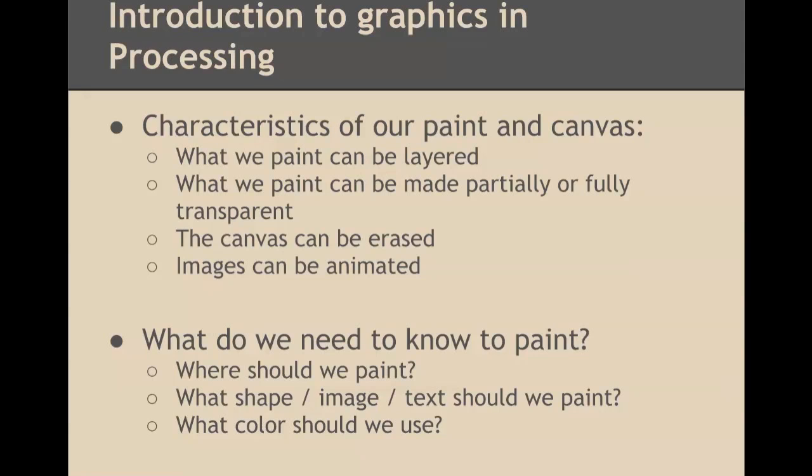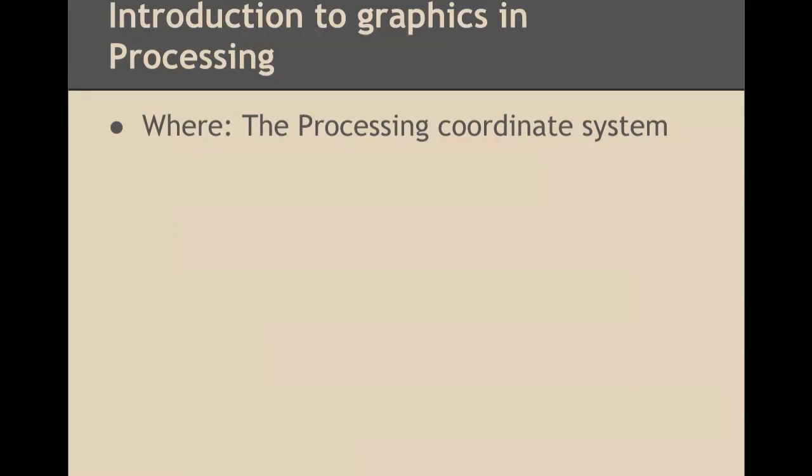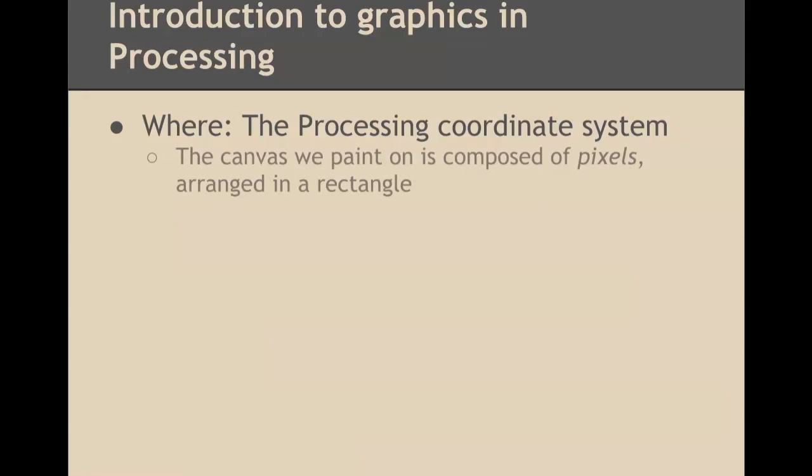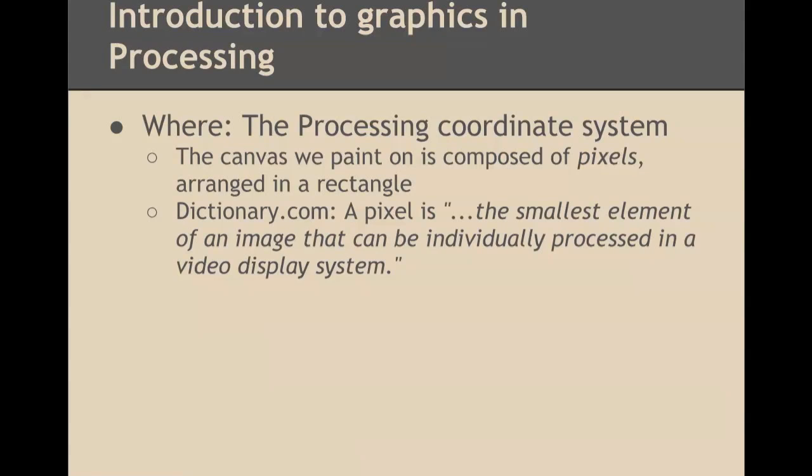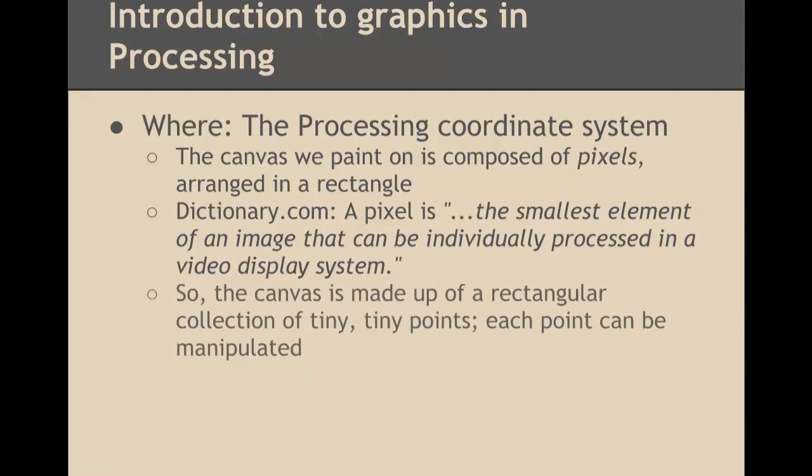All right, so let's take a look at some of those things that we need to know about drawing on our virtual canvas. So first of all, knowing where, we have to understand the processing coordinate system. The canvas that we paint on is actually composed of pixels, which are arranged in a rectangular fashion. So from the dictionary, a pixel is the smallest element of an image that can be individually processed in a video display system. So basically it's a little teeny dot on your display window, one of a rectangular grid of dots, and that dot can be individually controlled. Okay? So all in all, our canvas is a big collection of tiny, tiny points, and each point can be manipulated.